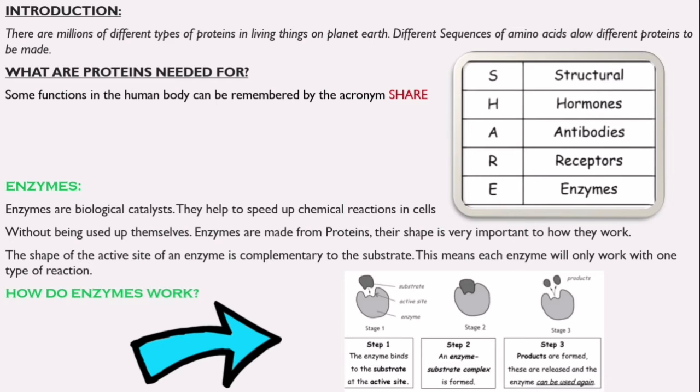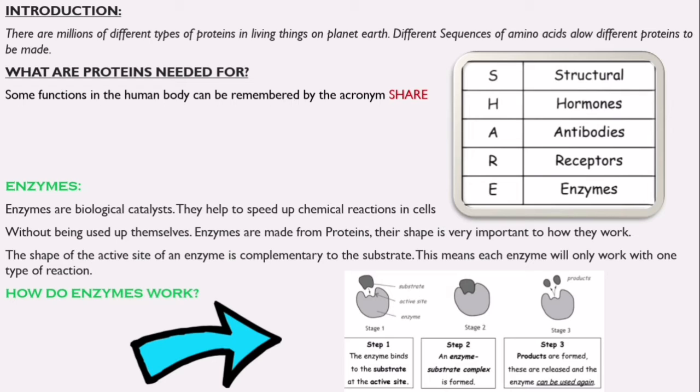So there are millions of different types of proteins in living things on planet Earth. Different sequences of amino acids allow different proteins to be made. But what are proteins needed for? Some functions in the human body can be remembered by the acronym SHARE. So this 5-letter word can be used just to remember the functions of proteins. S is for structural, H is for hormones, A is for antibodies, and that fits in very well with the coronavirus unit. R is for receptors, and E is for enzymes.